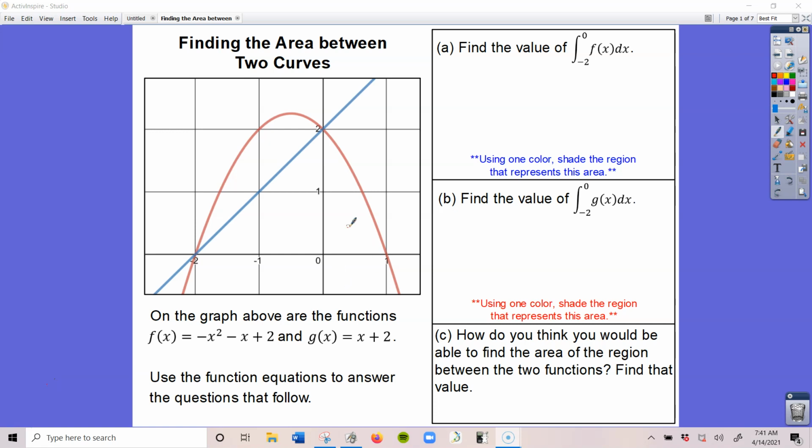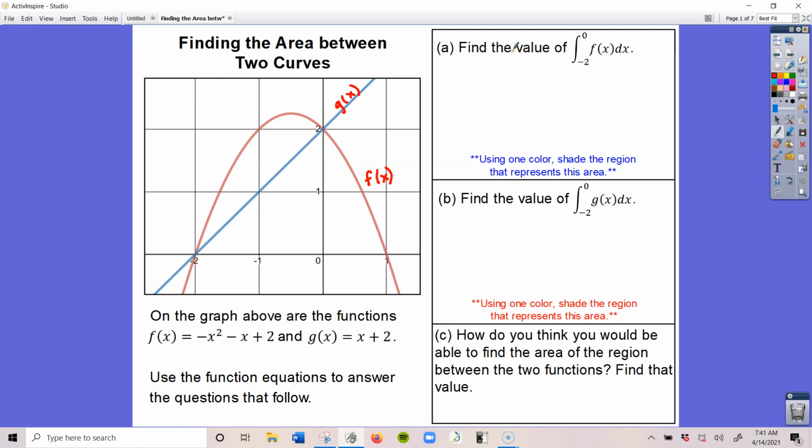Now before I can find these areas, I need to be able to identify which of these graphs here represent these functions. Since f of x is a quadratic, that means it must be this parabola. And since g of x is linear, that means that it must be this line. So now I'm ready to work with these out.